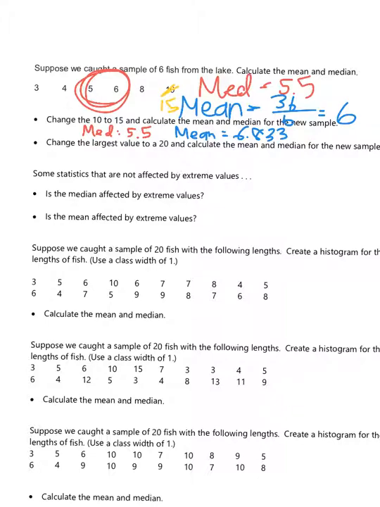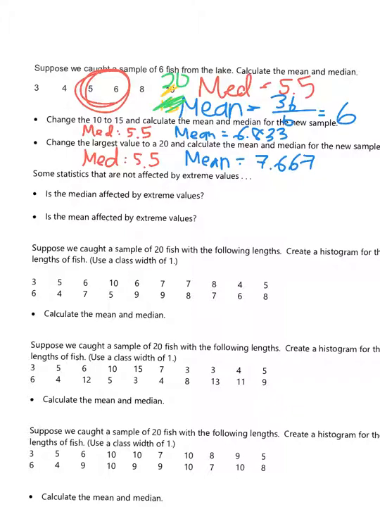All right, so let's try that again, and this time, let's say the fish got even bigger. And now, instead of 15, it is 20 inches long. So now if I calculate the median once again, my median stays exactly the same. But when I calculate the mean and add that all up, divide by 6, I get 7.667. Okay, so what does this tell us?